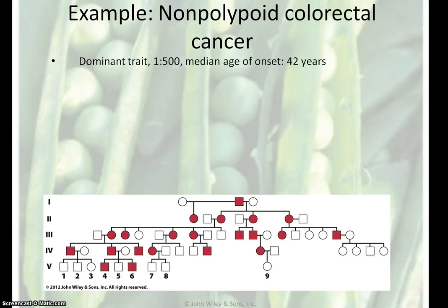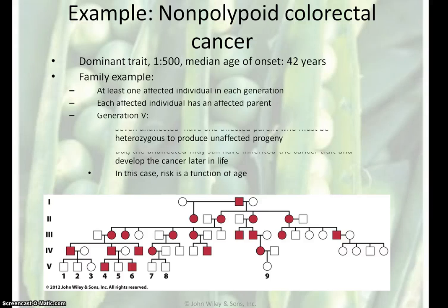The incidence is about 1 in 500 people suffer from this, but the median age of onset is 42 years old, which basically means that, in general, most people, if they inherit the allele for this condition, are going to develop this condition by the time they're 42. So this is really an age-related question.